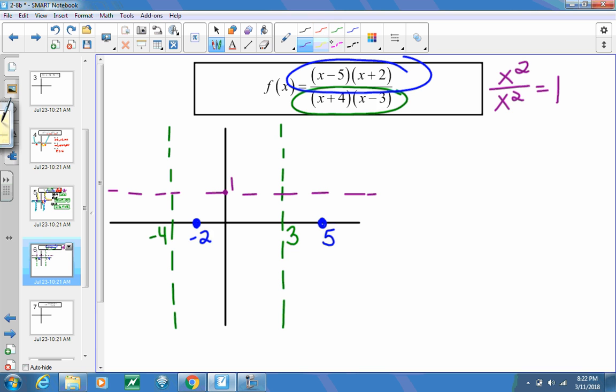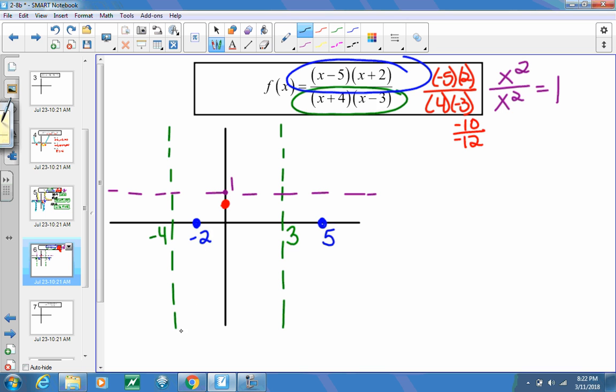And now I should actually find my y-intercept real quick. My y-intercept, up at the top, I'm going to end up with -5 times a +2 over 4 times a -3. Again, I'm just putting in 0 for x. So this is going to give me -10 over -12, so we could simplify that to +5/6. So +5/6, we're going to be about right here.